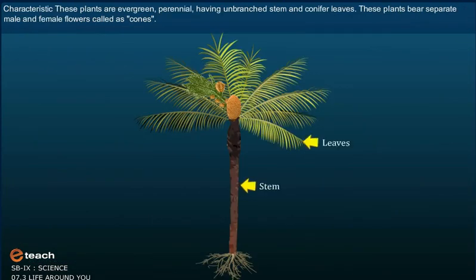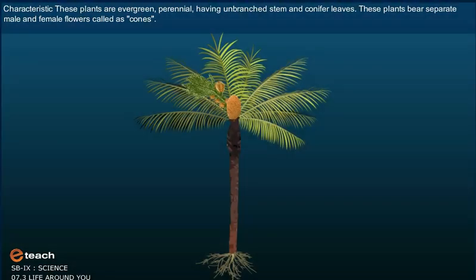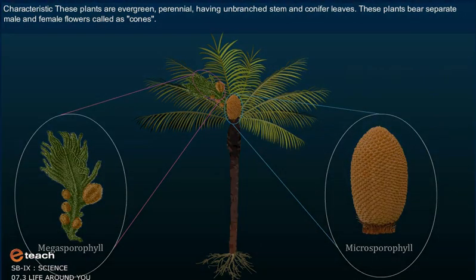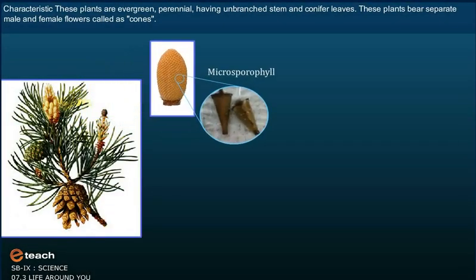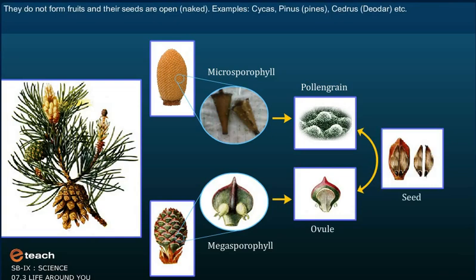Characteristics. These plants are evergreen, perennial, having unbranched stem and conifer leaves. These plants bear separate male and female flowers called cones. They do not form fruits and their seeds are open, that is naked. Examples: cycas, pinus, that is pines, cedrus, that is deodar, etc.